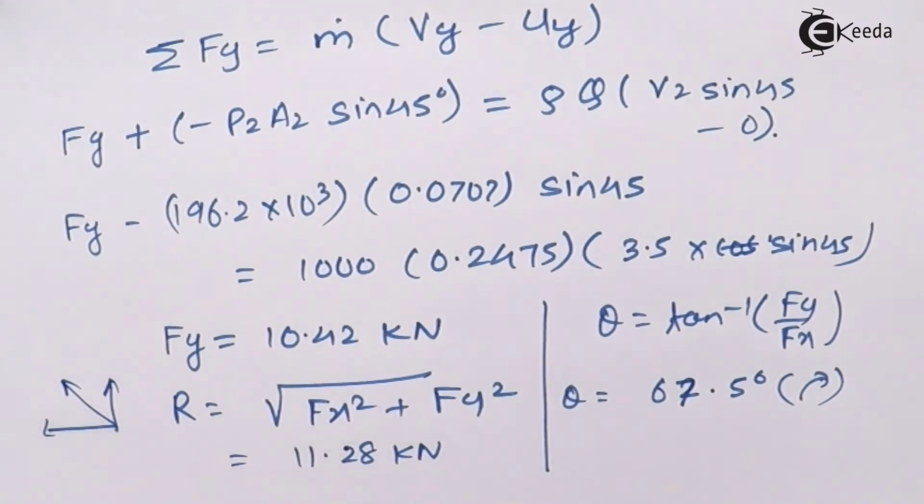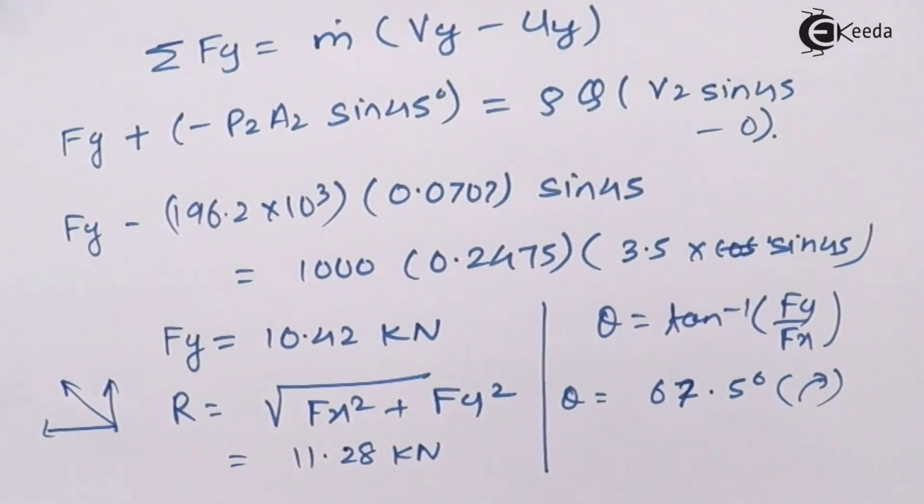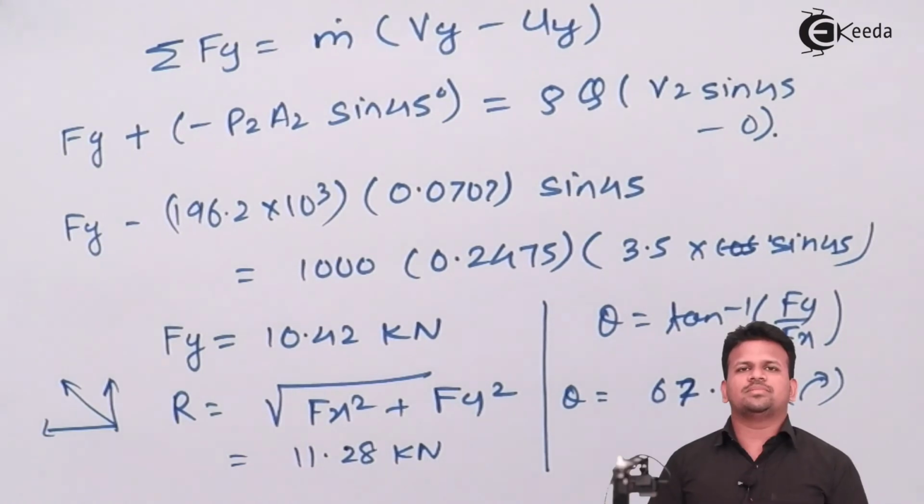I hope you have understood how to calculate the forces on a bend for a problem having uniform diameter and uniform velocity, where pressure force, or rather pressure head, is given to you. That is, the head difference between the inlet and the outlet is given to you. Thank you.